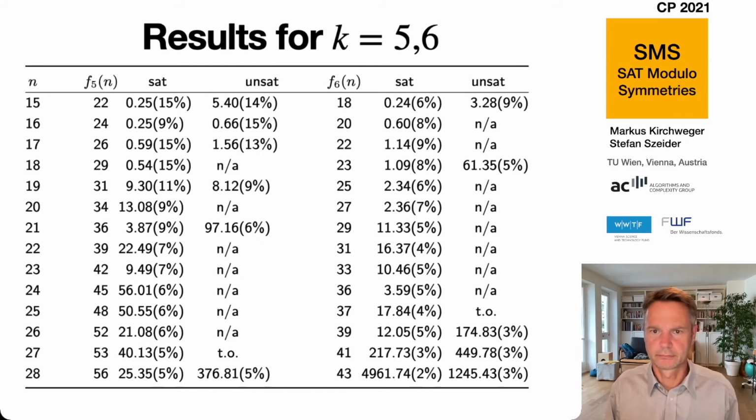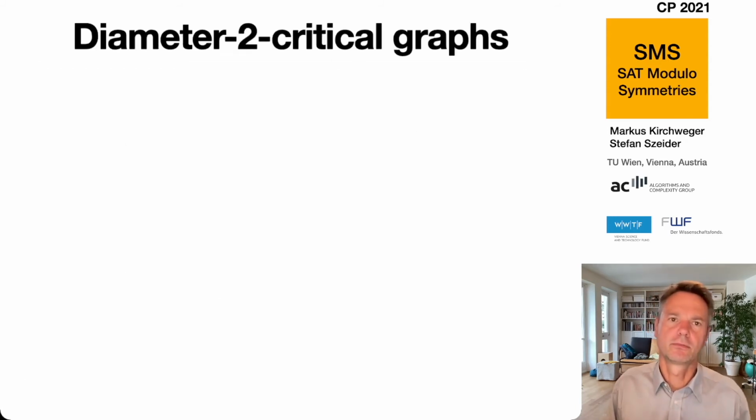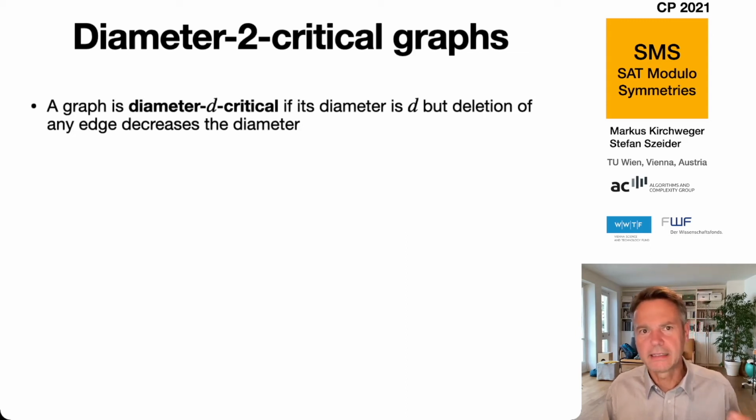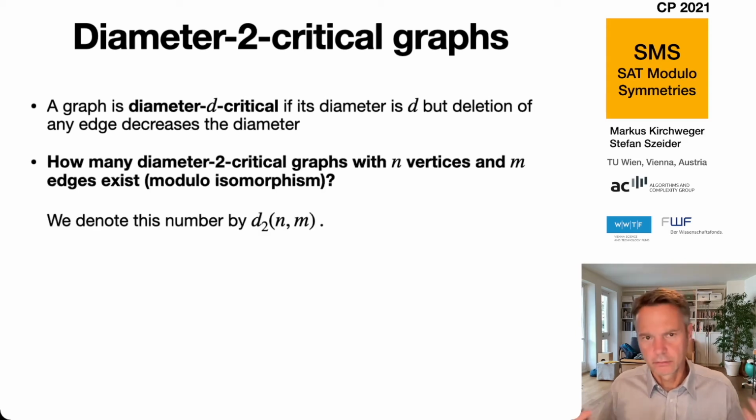Now to the second showcase problem, diameter 2 critical graphs. So a graph is diameter d critical if its diameter is d, but by deleting any edge, the diameter decreases. And the question people from combinatorics were asking for decades now, how many diameter 2 critical graphs with n vertices and m edges exist, modulo isomorphism. And again, we can denote this number by d2 of n and m.